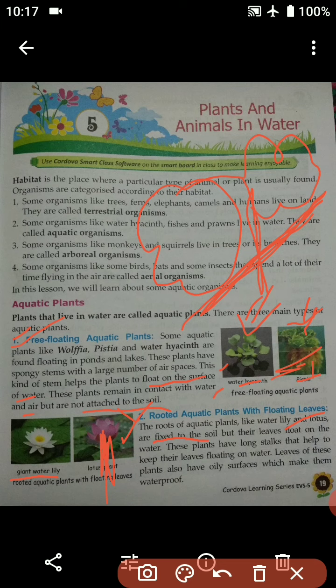Leaves of this plant also have oily surfaces, which make them waterproof. This kind of plant will have leaves with oily surfaces, so they are waterproof.